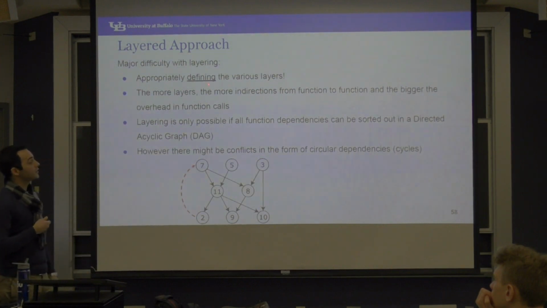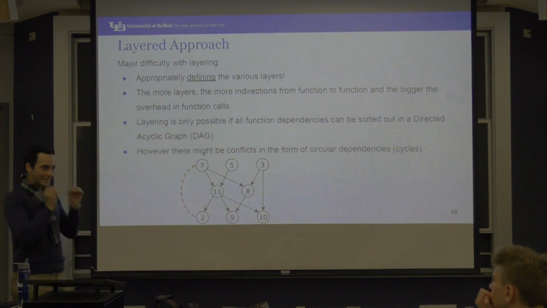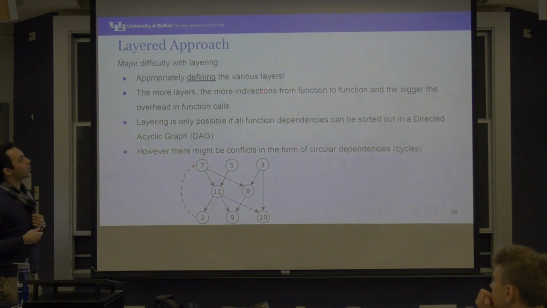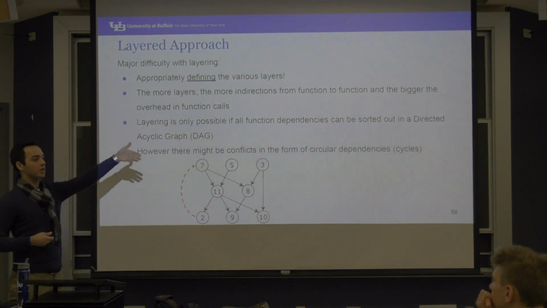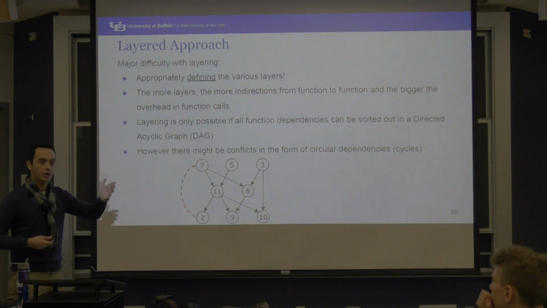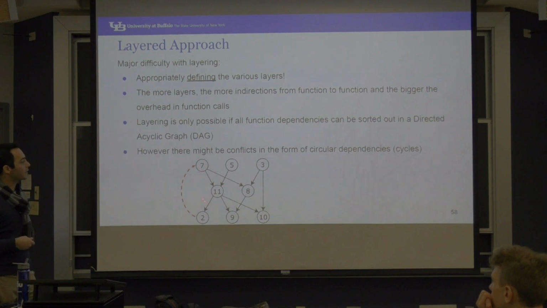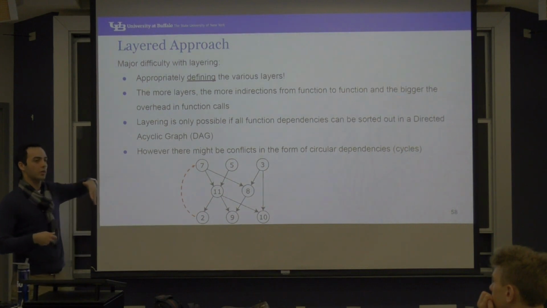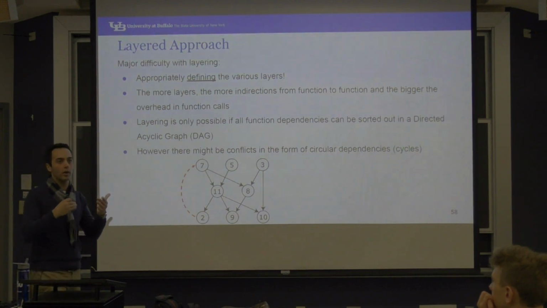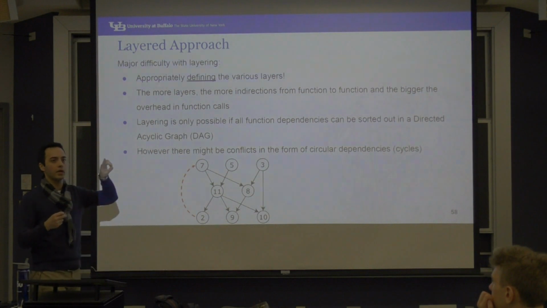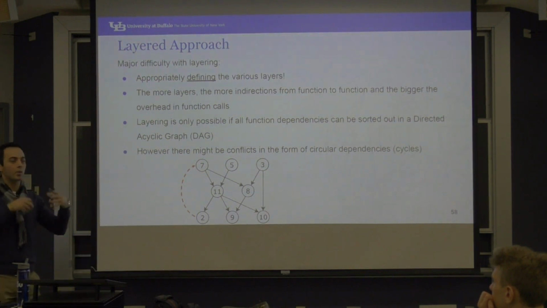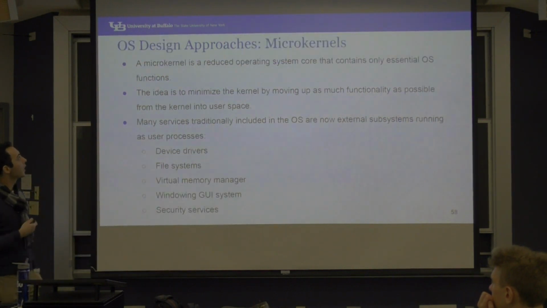But the problem is how to exactly define various layers. That's one issue. And the more layers, the more indirections. A function calls another function, and that calls another function, that calls another function. This adds overhead, right? And then what happens if you want a circle or a dependency that is not completely directional? What if for some reason your lower layer wants to have access to something in the upper layer? You can't completely make them directional. So these are the problems.